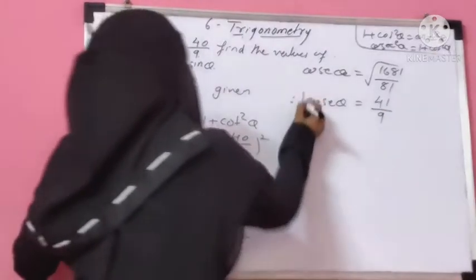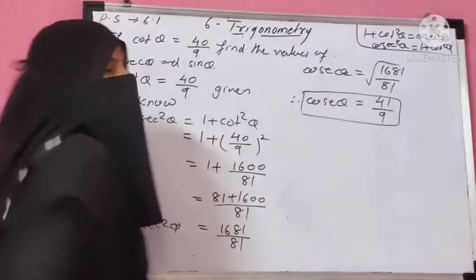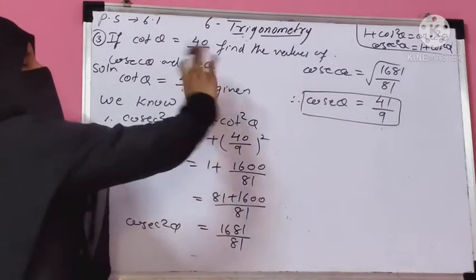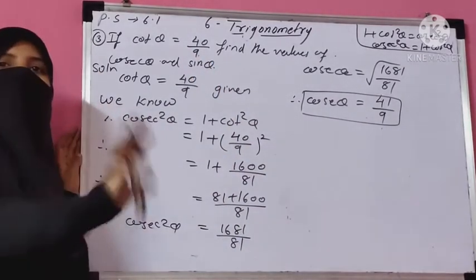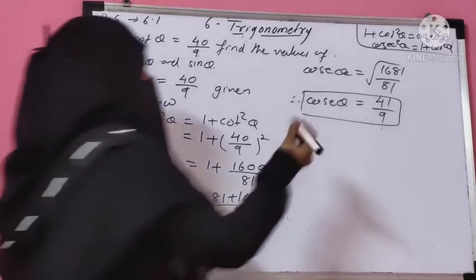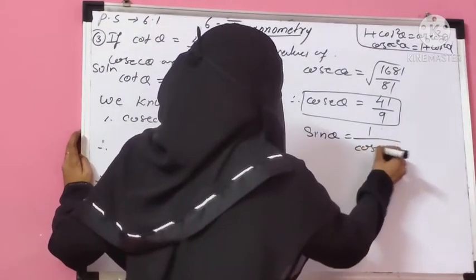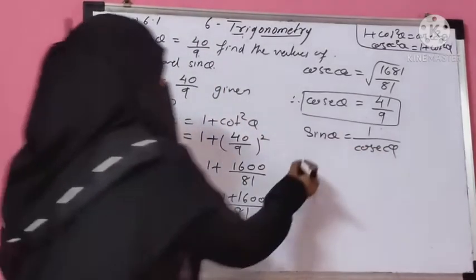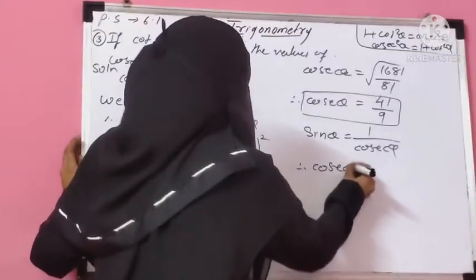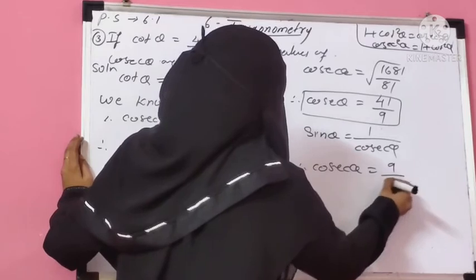Okay. So here you get the value of cosec theta. Then you have to find sin theta. You know that sin and cosec are in inverse relation. So right here sin theta is equal to 1 upon cosec theta. So therefore sin theta is the inverse of cosec, that means 9 upon 41.